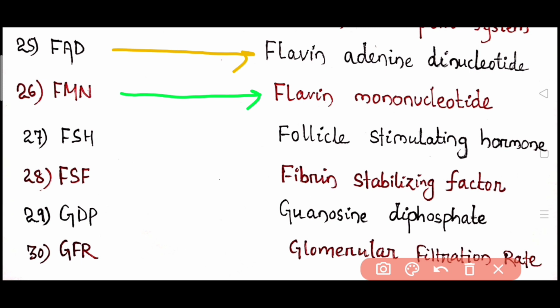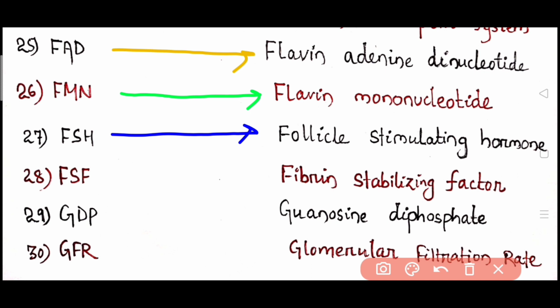Then FSH. The full form of FSH is follicle stimulating hormone. This hormone is essential for the pubertal development and function of women's ovaries and men's testes. This hormone stimulates the growth of ovarian follicles in the ovary before the release of egg from one follicle. It also helps to control the menstrual cycle and stimulates the growth of the eggs in the ovaries.